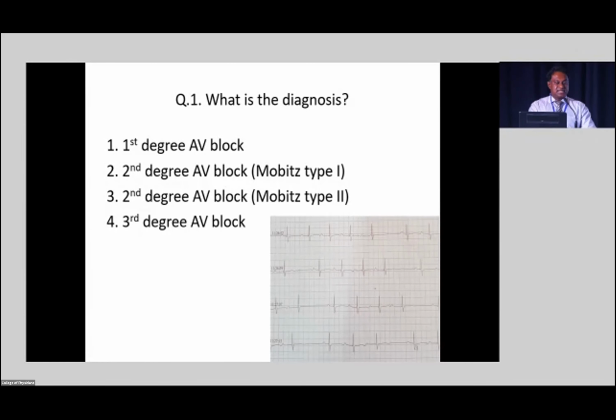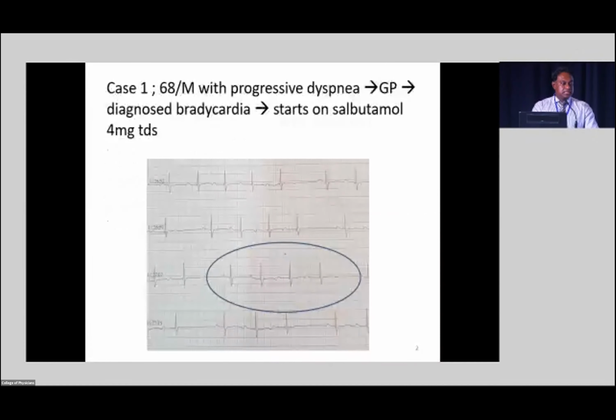Yes, indeed, it is second degree AV block, Mobitz type 1. That is indicated by the gradual prolongation of the PR intervals. If I can go back, we see gradual prolongation, followed by one P wave that suddenly goes missing.